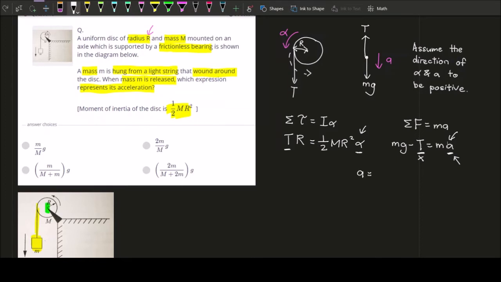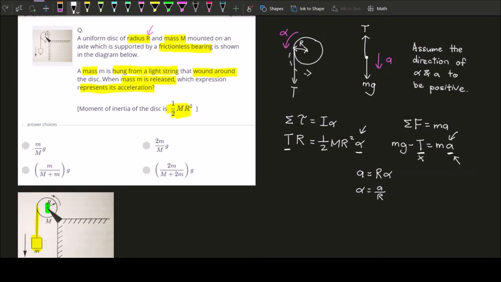Recall that for this thing, it's a rigid body, so the linear acceleration at the circumference here will be equal to the radius of the pulley times the angular acceleration of the pulley itself. Well, this is a relationship that you learn from chapter 8.1, the rotational kinematics. So using that, you can say alpha will be equal to A over R.